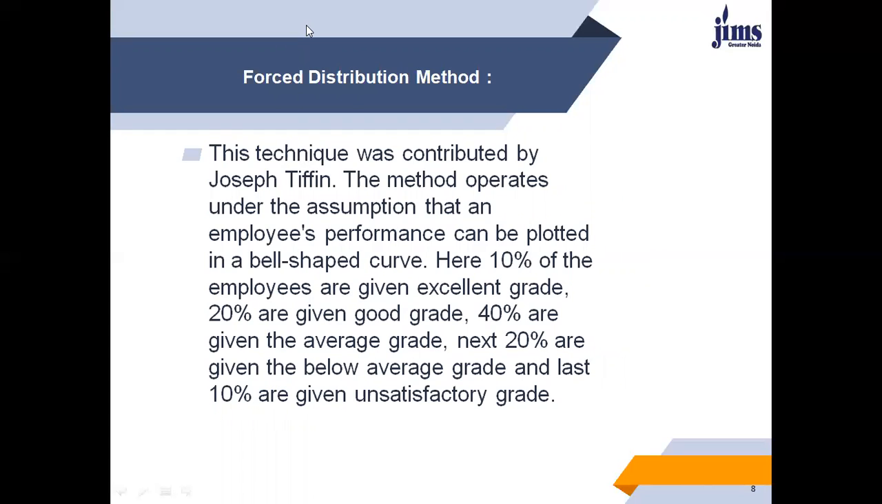Forced distribution method. This technique was contributed by Joseph Tiffin. This method operates under the assumption that an employee's performance can be plotted on a bell-shaped curve. Here, 10% of the employees are given an excellent grade and 20% are given a good grade. 40% are given the average grade. Next, 20% are given the below average grade. And the last 10% are given an unsatisfactory grade.